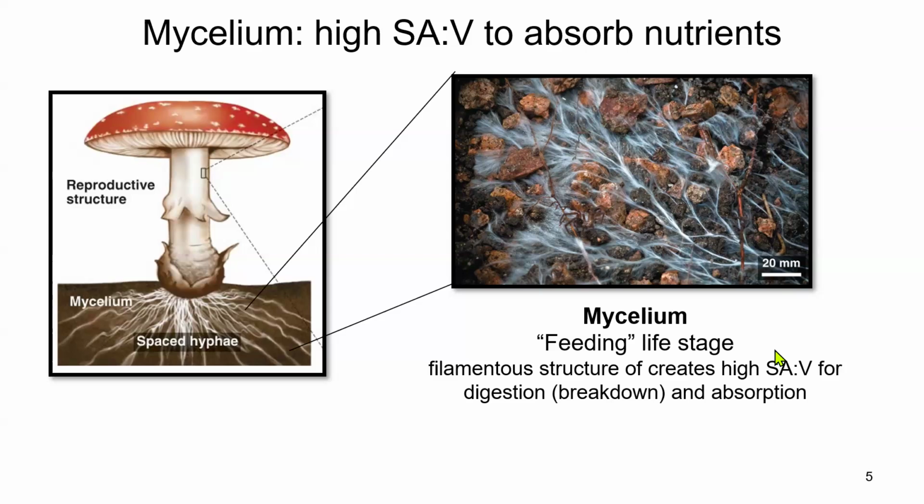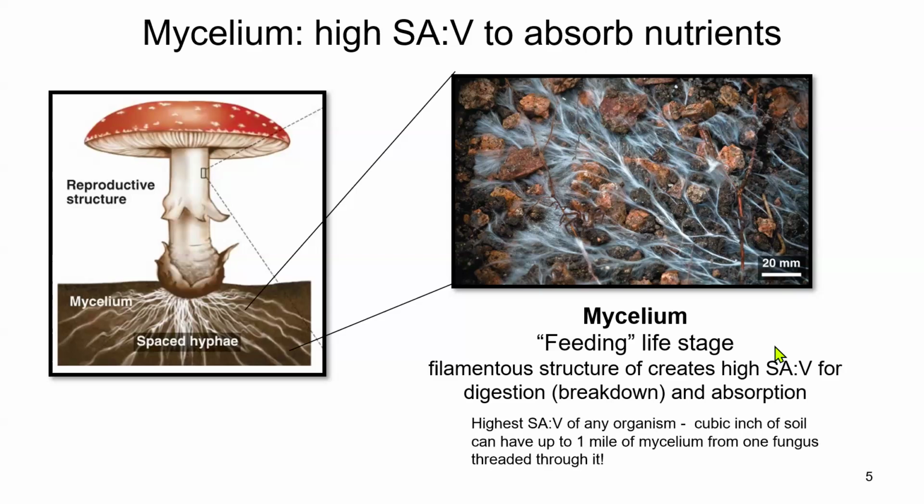And just to give you an idea of how high the surface area to volume ratio is in mycelium in the soil, it has the highest surface area to volume ratio of any organism known to man. It's estimated that a cubic inch of soil can have as much as 1 mile of mycelium from one fungus threaded through it when it's really densely packed. So incredibly high surface area to volume ratios.